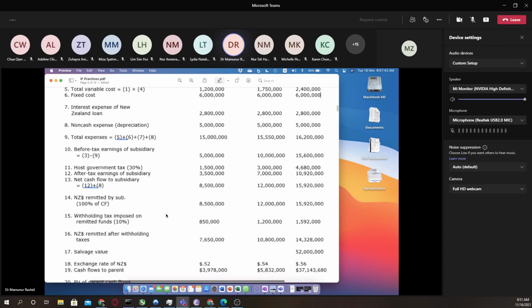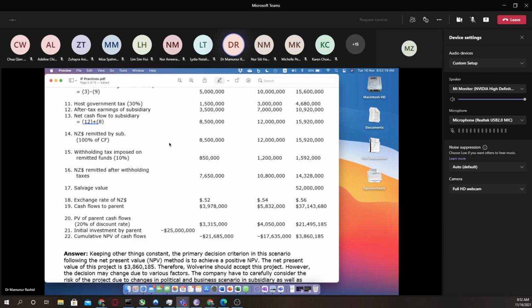Then you have before tax earnings of the subsidiary, and the host government tax is 30% in New Zealand. So you will deduct 30% tax. After tax income is 3.5, and net cash flow to subsidiary would be 8.5, which is basically 3.5 plus depreciation. Net income plus depreciation. So 3.5 million plus 5 million is 8.5 million. And then you will decide how much money you can transfer.